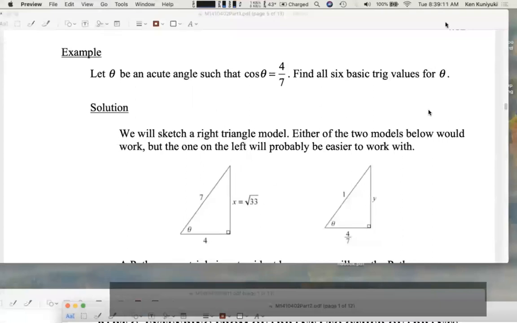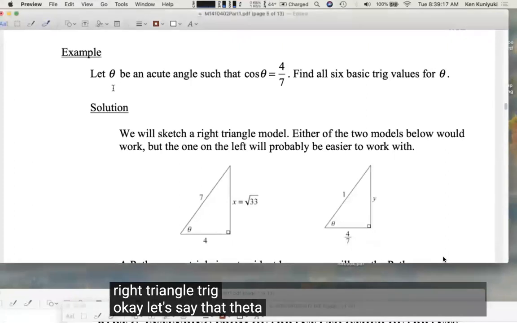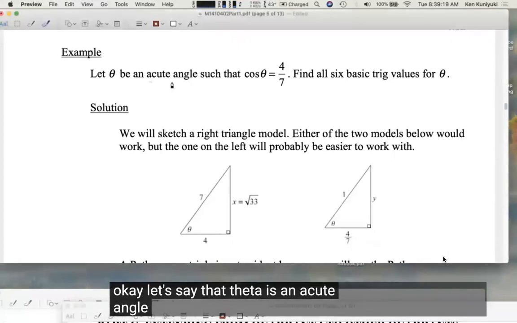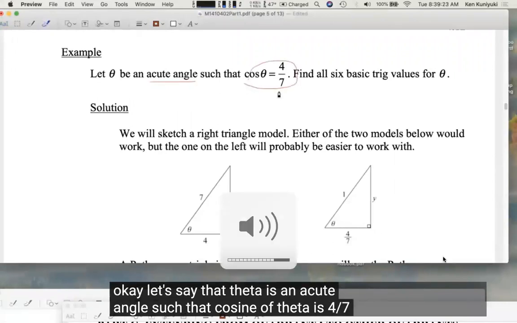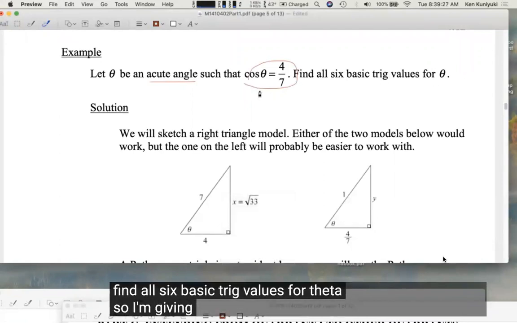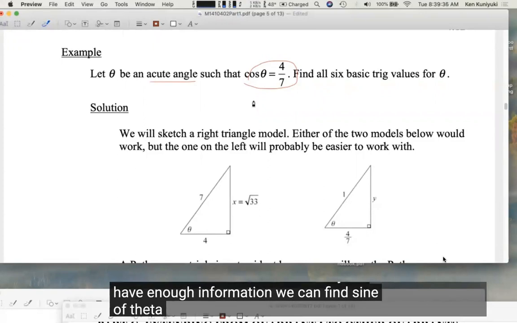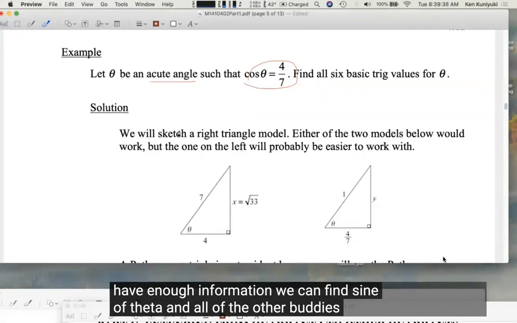Hi, everyone. Let's do an example of this right triangle trig. Let's say that theta is an acute angle such that cosine of theta is 4/7. Find all 6 basic trig values for theta. So I'm giving you one of them. Find the other 5 and remind us of this. Okay, we have enough information. We can find sine of theta and all of the other buddies.